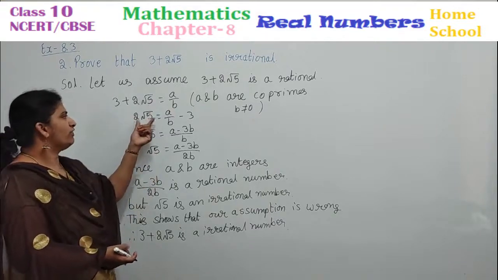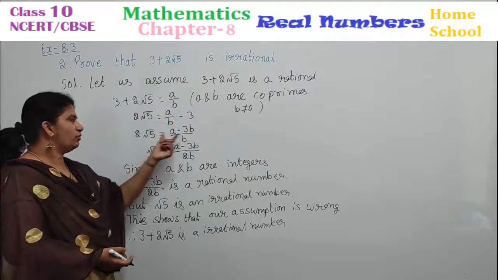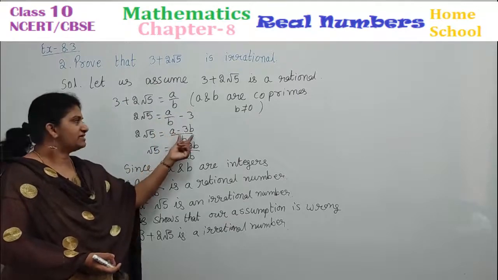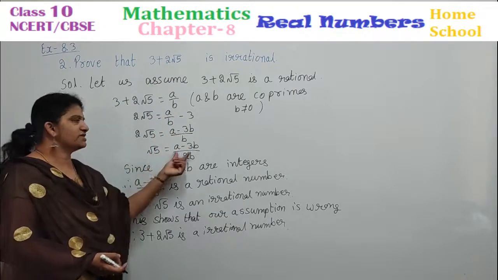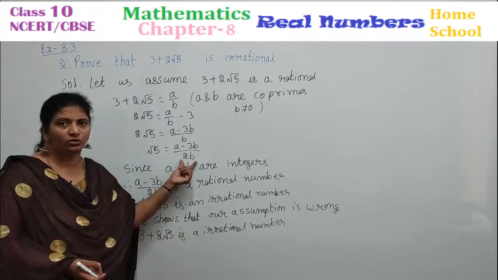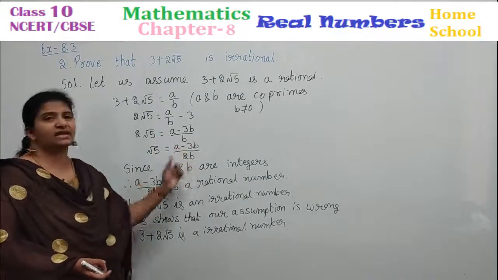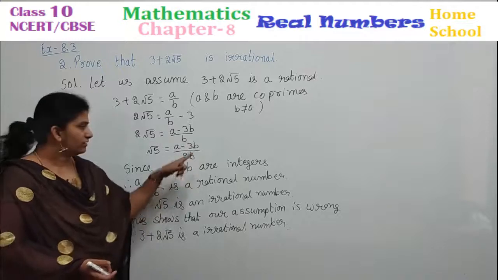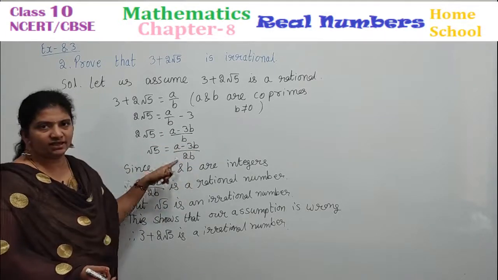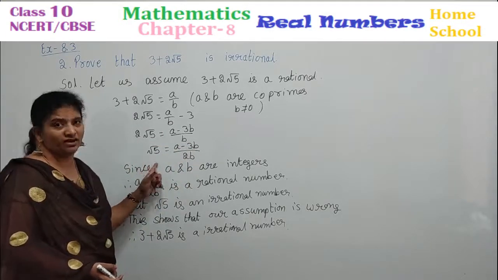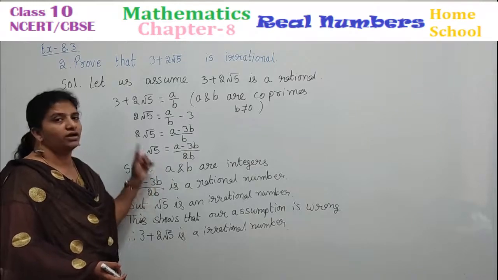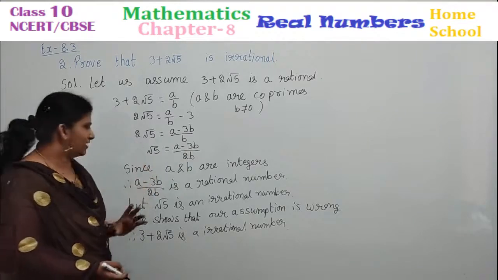That is 2 root 5 is equal to (a by b) minus 3. Do LCM: (a minus 3b) by b. Root 5 is equal to (a minus 3b) by 2b. So finally what can I say? This is a rational, but this cannot be a rational. Therefore, the complete number is irrational.